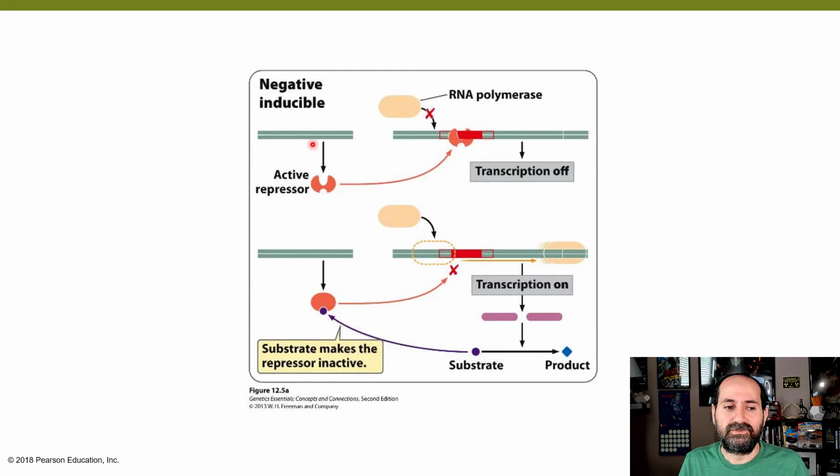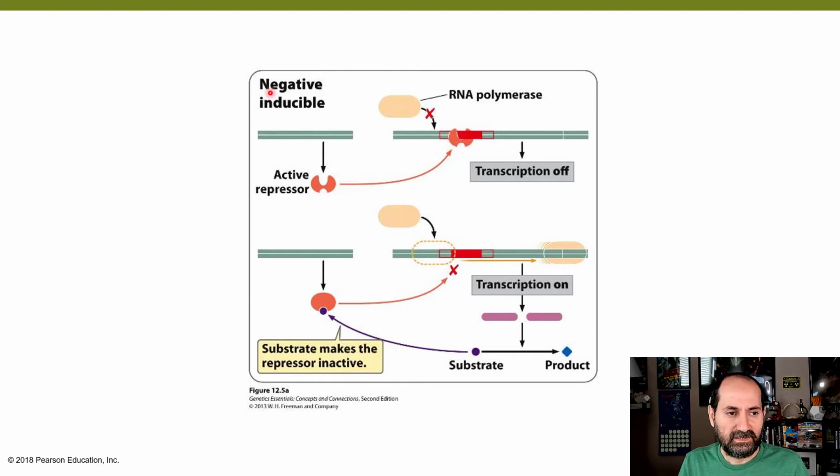Remember, that's the inducer. So now what do we do? We add the inducer substrate. This is the small molecule that can induce gene expression. What it does is it binds to the repressor, making the repressor inactive, so the repressor can no longer repress gene expression. The RNA polymerase is free to bind to the promoter and promote gene expression. And you have your genes on.